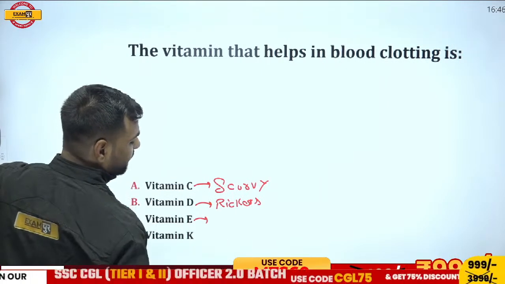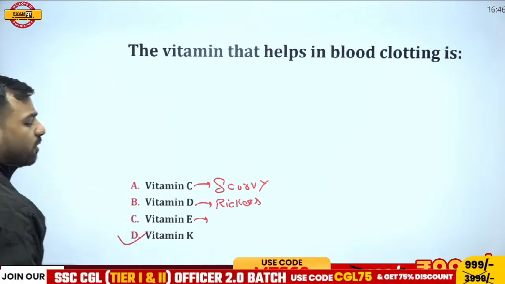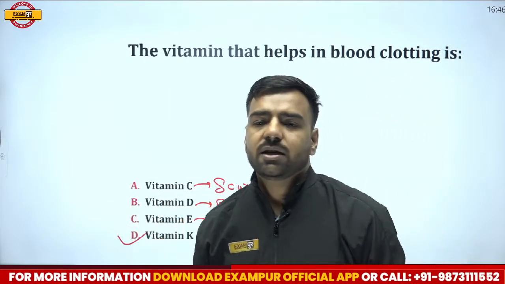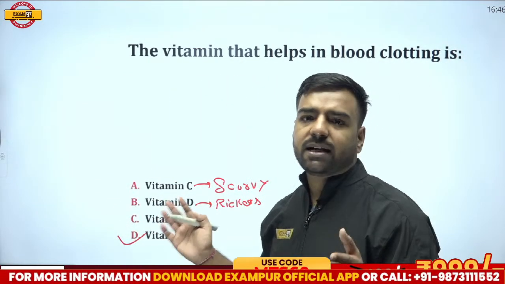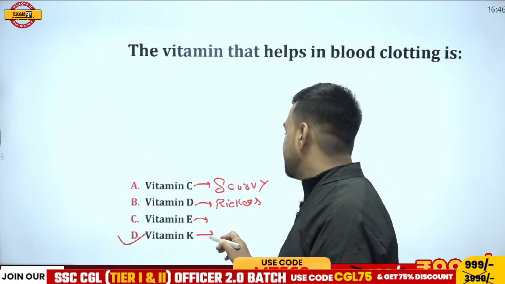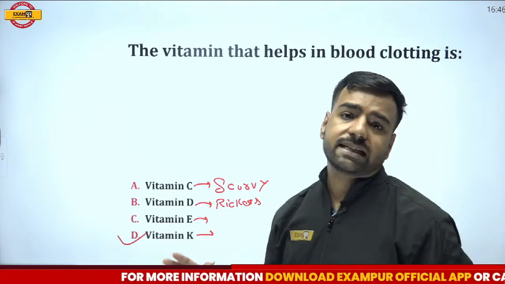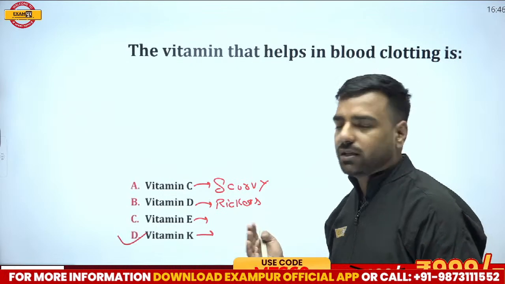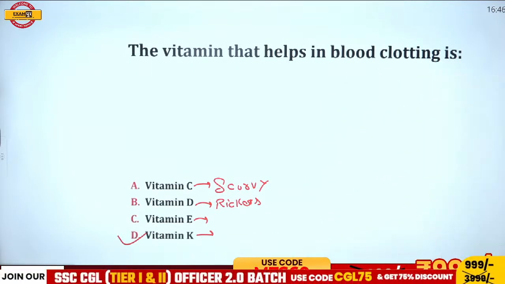If I talk about vitamin E, here you can talk about impotency, or all those issues which may come in old age. So it is actually known as the beauty vitamin and, yes, the anti-aging vitamin. If I talk about vitamin K, it helps in blood clotting. So if it is lacking, it will lead to a delay in blood clotting. So yes, option number D, that is vitamin K, would be the correct answer.